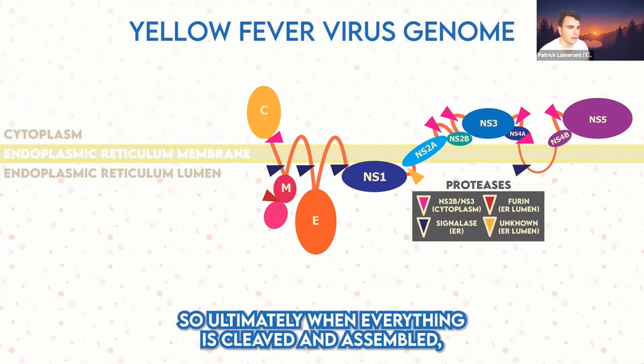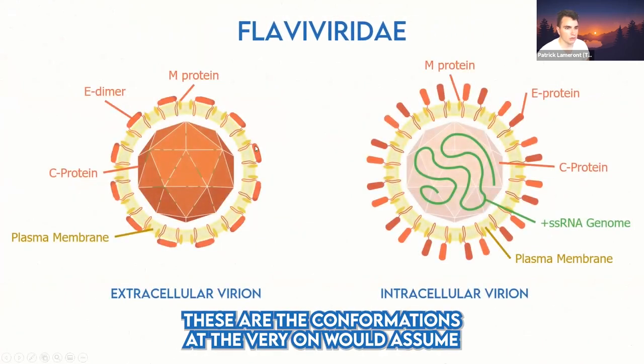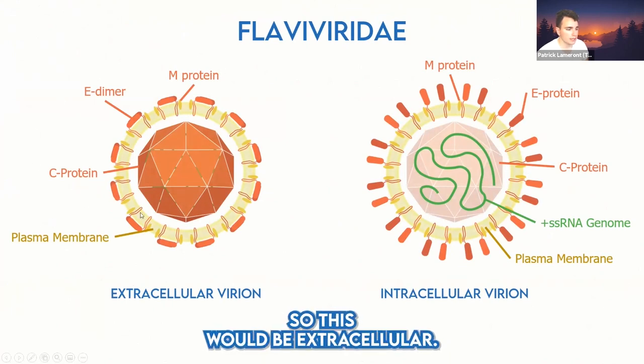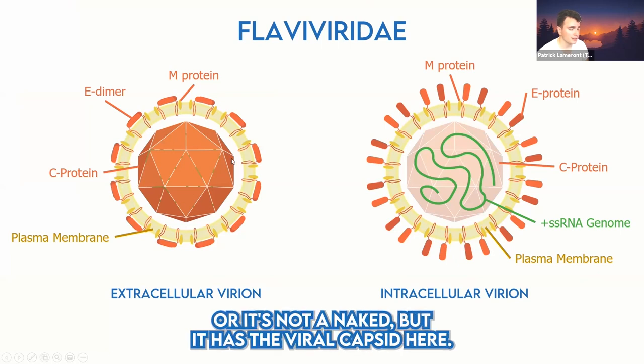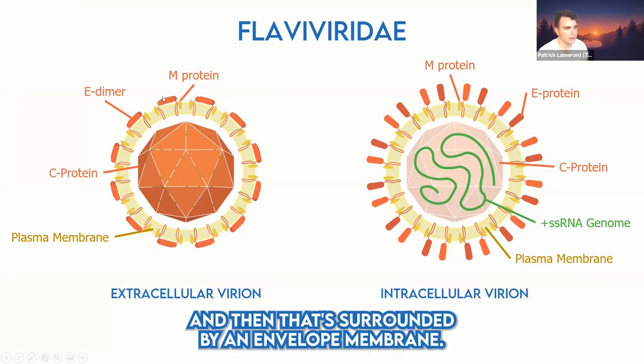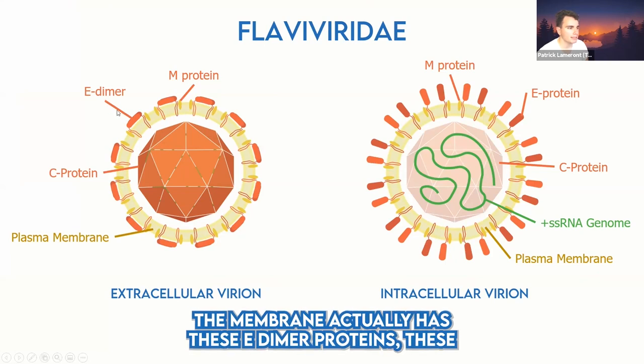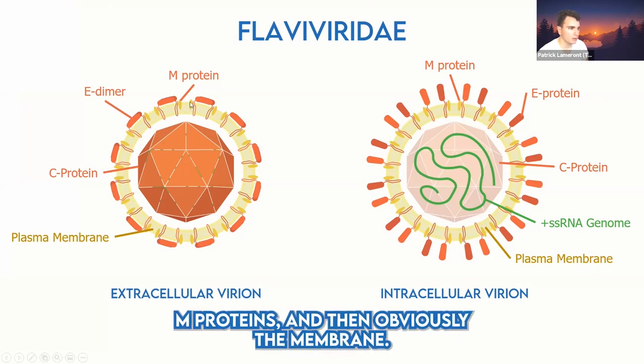So ultimately, when everything is cleaved and assembled, these are the conformations that the virion would assume. This would be extracellular. We can see here it has the viral capsid, and you can see the RNA underneath that, and then that's surrounded by an envelope membrane, and the membrane has these E dimer proteins, these M proteins, and then obviously the plasma membrane.